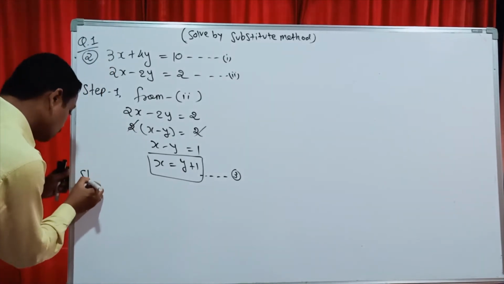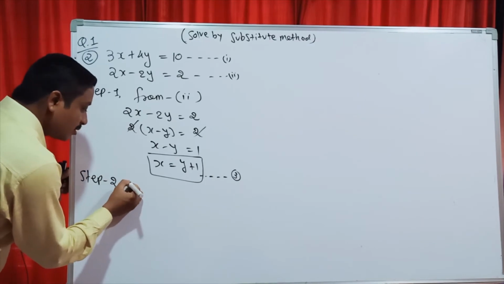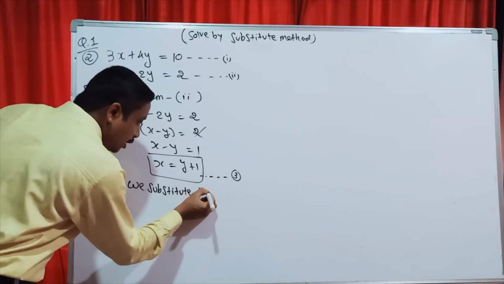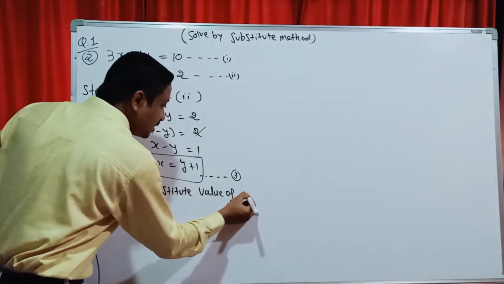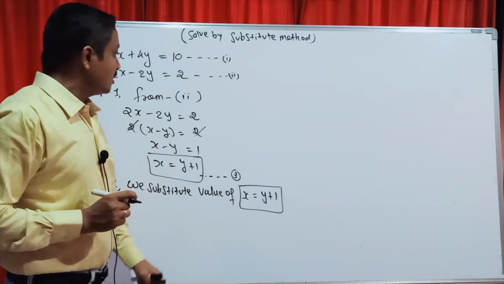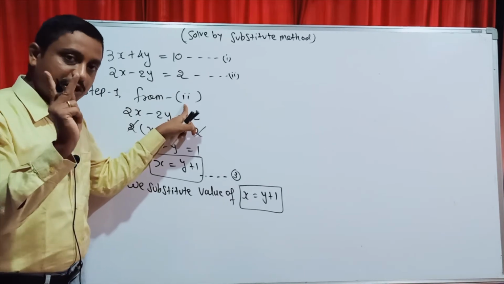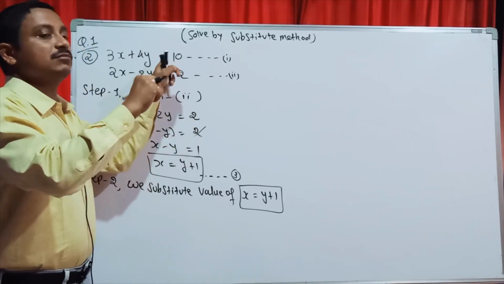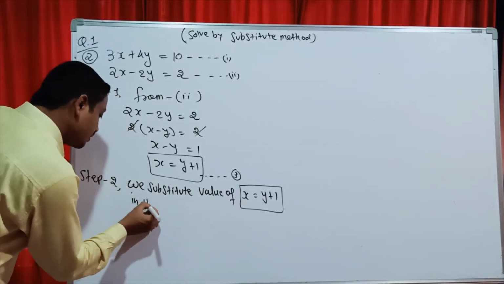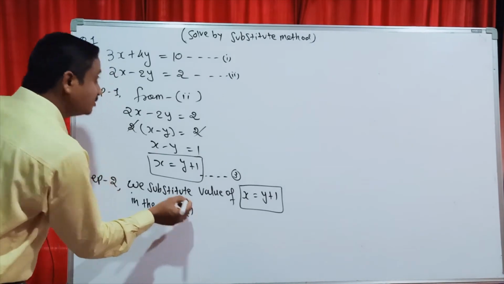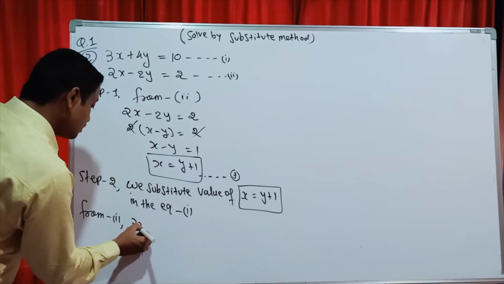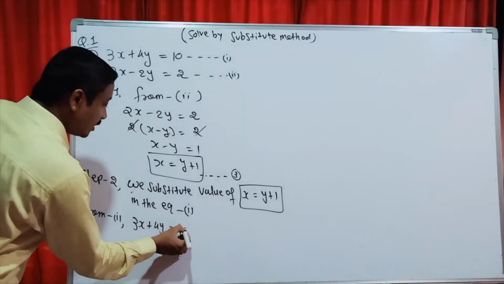Now I go to step 2. We substitute the value of x is equal to y plus 1. Yes, students, the value of x is equal to y plus 1, which I obtained starting from equation number 2. So substitute in equation number 1. We substitute x is equal to y plus 1 in the first equation. So from the first, what is it? 3x plus 4y is equal to 10.